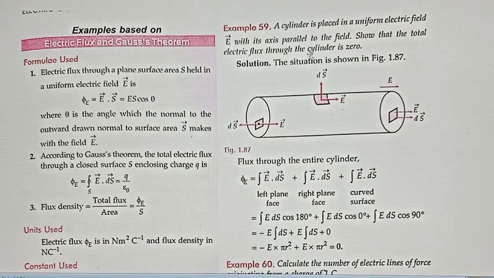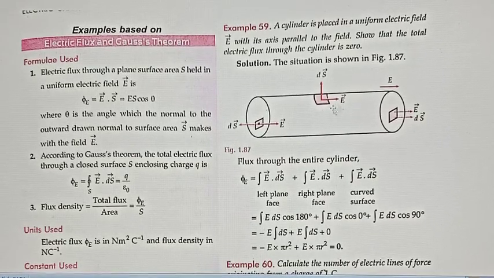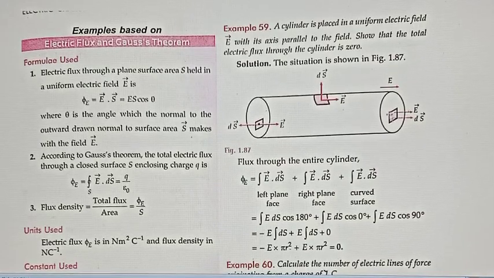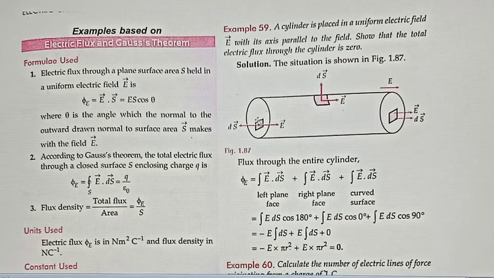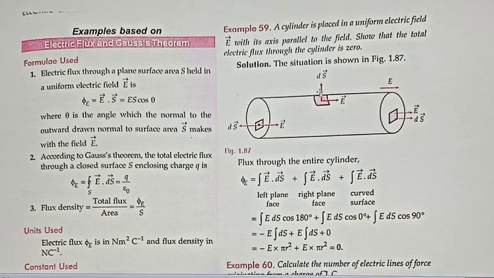You can see this electric field E with its axis parallel to the field, so I am considering that the direction of the electric field is this. For this surface, the angle between the electric field and the area vector is 0. For this other surface, if you consider a surface element here, this is the area vector, this is the electric field, the angle is 180 degrees. And for the curved surface, the angle between the area vector and the electric field is 90 degrees.